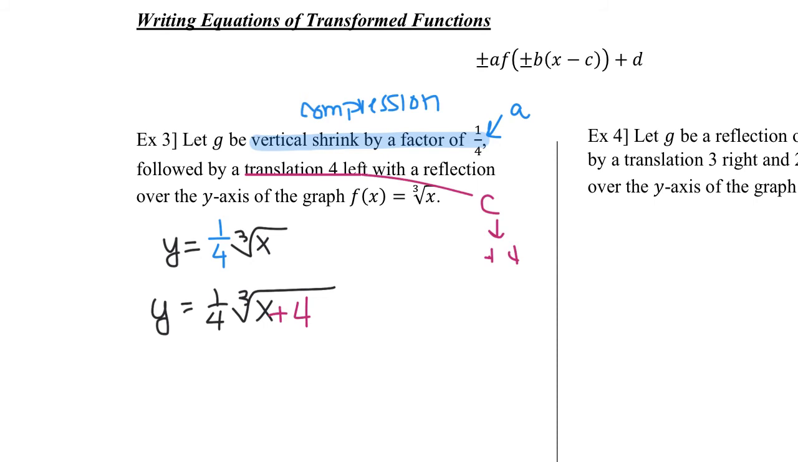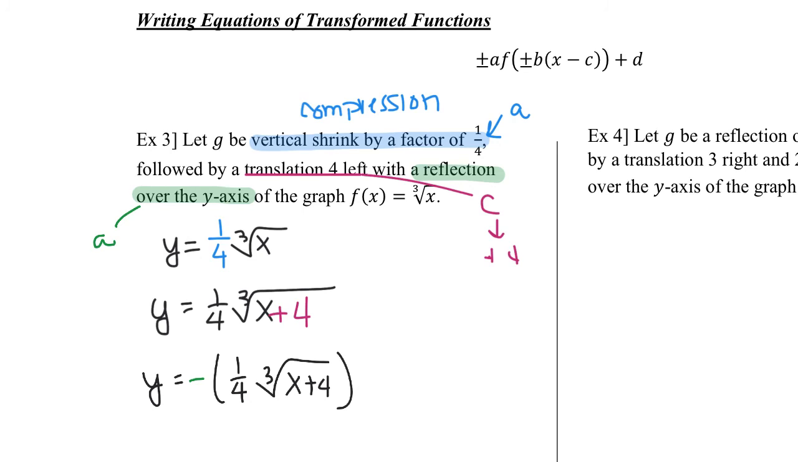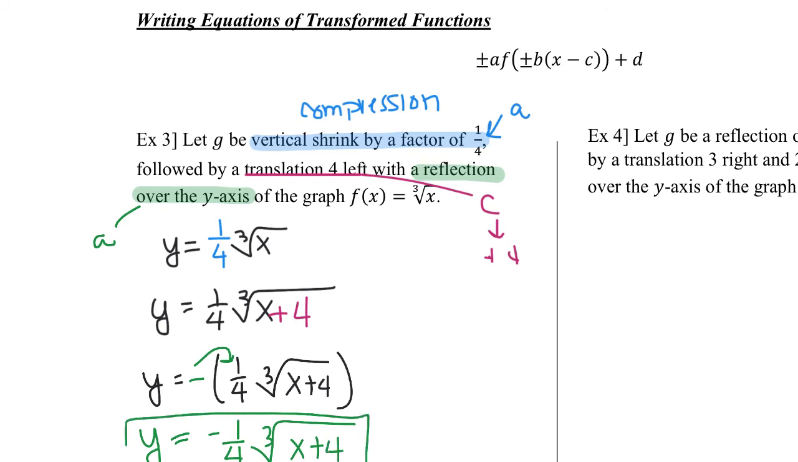The last transformation we have is it says a reflection over the y-axis. Well, that's also your a. Reflection over a y-axis is your a value. It says that your a needs to be negative. But when you make this negative, you're going to have to make the negative on the outside of everything. So distribute your negative. In this case, the negative just attaches itself to that 1/4. So your final function is -1/4 times the cube root of x plus 4. That's your final transformed function for this example.